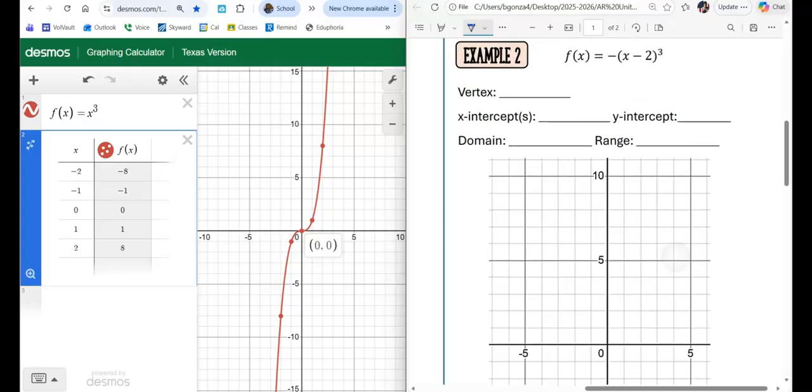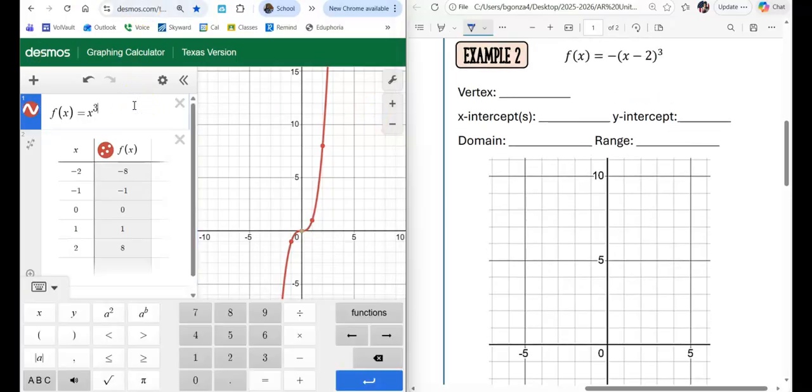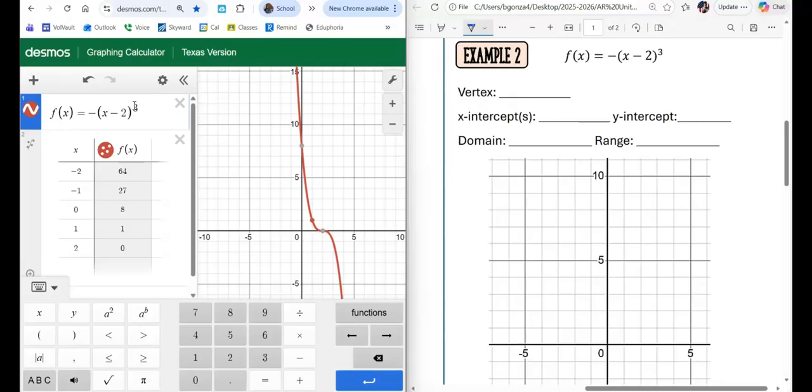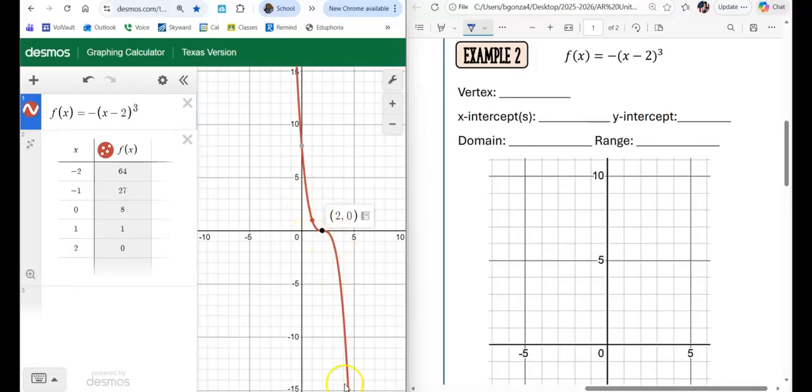Now, you got to type that in. Negative parentheses x minus 2 cubed. Okay. Now, where does it change directions? Going down, down, down, down, down, down, down, flattens, and it keeps going down after that. Where it flattens out and starts changing its look, as it were, is at 2, 0. Where does it cross the x-axis? Well, it's actually at the same point, 2, 0.